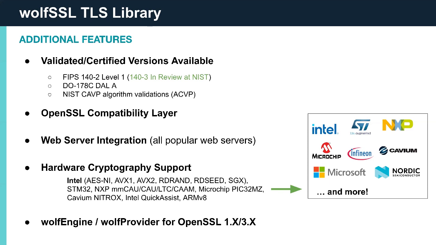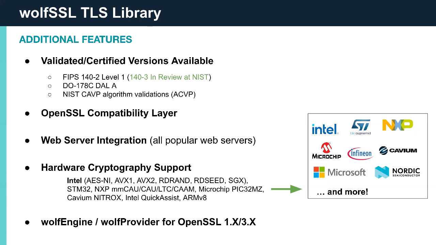To help our server-side customers, we've integrated wolfSSL into most of the popular web servers today. You can think Nginx, Apache, Lighttpd, Mongoose are some examples there. We like to take advantage of hardware cryptography support when it's available on the platform. This can provide performance improvements anywhere from 5 to 10 times on embedded platforms. It can also provide footprint size reductions, since you can compile out the software code for that crypto algorithm.